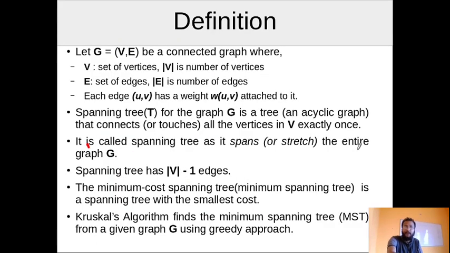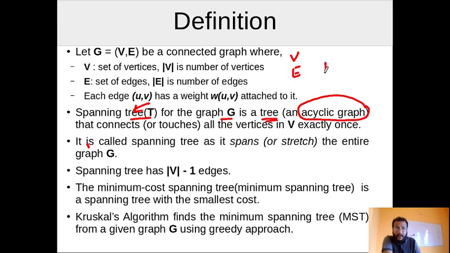Okay. So let's try to do some formal definition. Given a graph G, where V is a set of vertices and E is a set of edges in that graph. Now a spanning tree is a subgraph of G, and it's a tree. A tree is always an acyclic graph. There is no cycle.